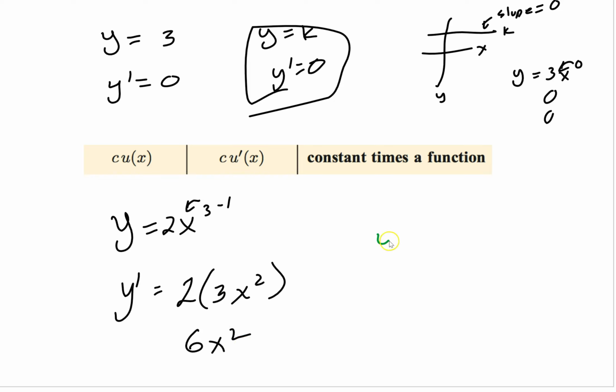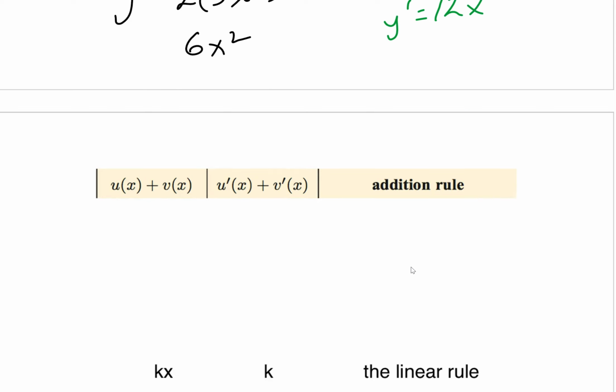Really, if I give you something like this, 3x to the 4th, you just bring it down, subtract 1 off. So 4 times 3 is 12, x to the 3rd. Man, isn't taking a derivative easy when it's the power rule? No more limit stuff. Anyway, that's some of the basic ones. Let's go over a few more.